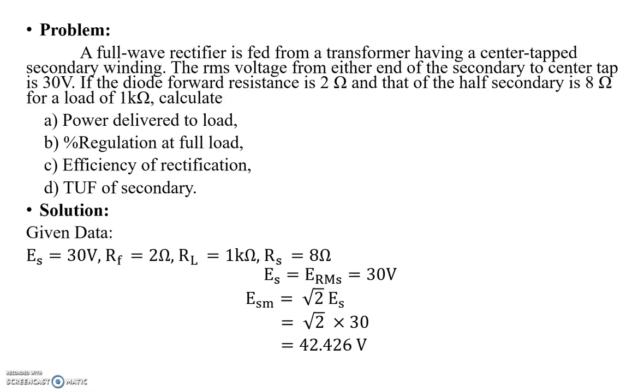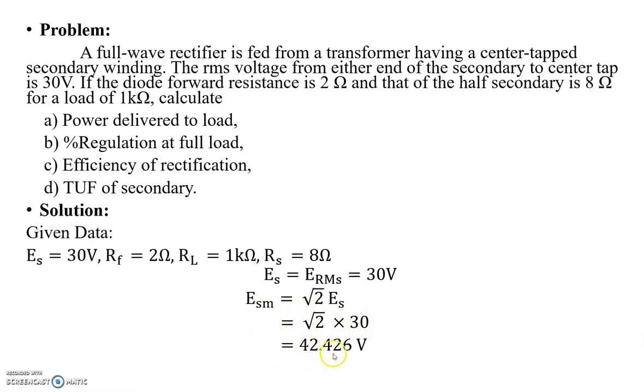The solution for this problem: write the given data. ES is equal to 30 volt, RF is equal to 2 ohm, RS is equal to 8 ohm, RL is equal to 1 kilo ohm. So we know that ES is equal to ERMS, that is equal to 30 volt. ESM is equal to root 2 into ES. Substitute ES equal to 30 volt and find out the value.